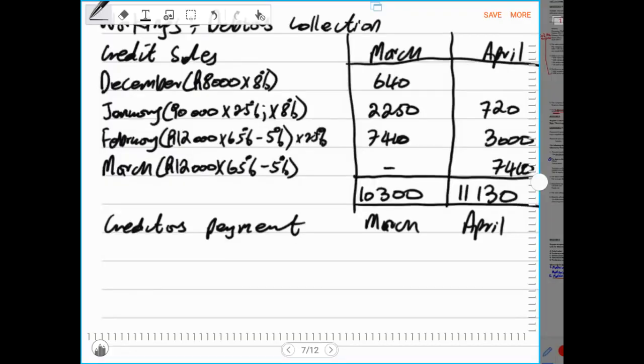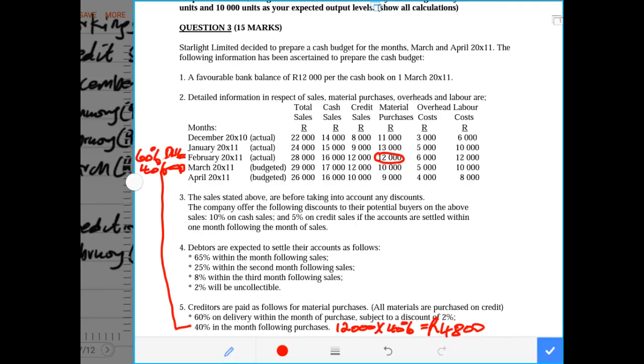So now we say it was February, where we have 12,000 times 40%, and 40% is 4,800.